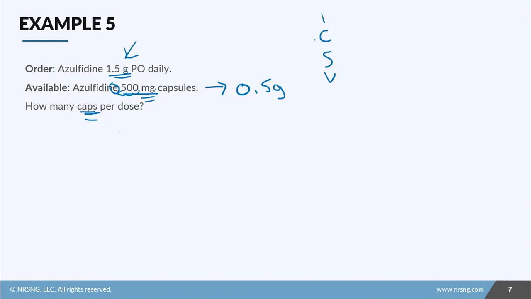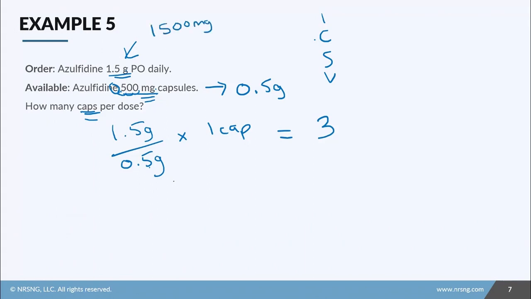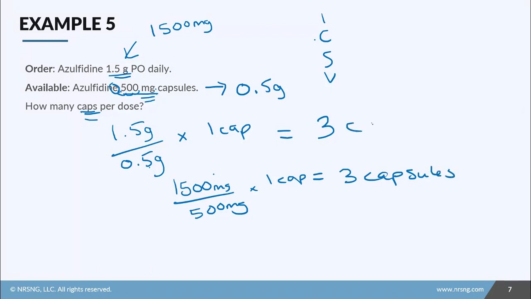I'm going to use my dosage formula. What do I want? 1.5 grams. What do I have? 0.5 grams in 1 capsule. 1.5 divided by 0.5 gets us 3. Now, if you had chosen to do this the other way, you could have also said that this was 1,500 milligrams. Therefore, you would have said 1,500 milligrams over 500 milligrams, what I want over what I have, times what it's in, and you would have gotten the same answer, 3 capsules.